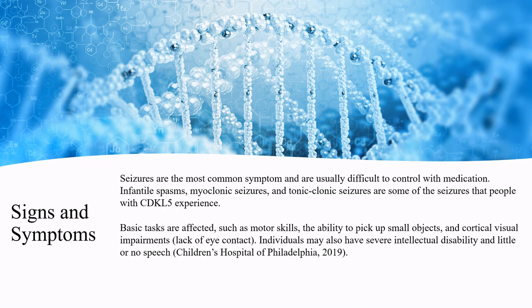Seizures are the most common symptom and are usually difficult to control with medication. Infantile spasms, myoclonic seizures, and tonic-clonic seizures are some of the seizures that people with CDKL5 experience. Basic tasks are affected, such as motor skills, the ability to pick up small objects, and cortical visual impairments. Individuals may also have severe intellectual disability and little or no speech.